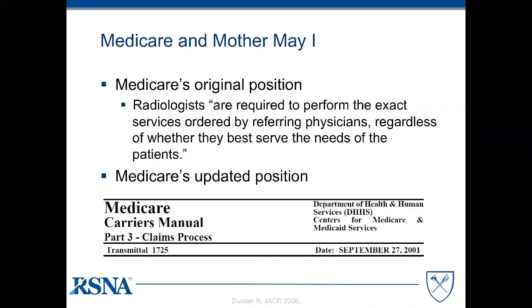Back in a module in Level 3, I introduced you to Medicare's ordering physician rules. These were designed by Medicare, presumably to prevent radiologists from churning unnecessary imaging. Originally, Medicare took the position that radiologists are required to perform the exact services ordered by referring physicians, regardless of whether they best serve the needs of their patients. But after a lot of dialogue with the American College of Radiology, Medicare backed off on that a little bit, but not as much as most of us would have liked, to give radiologists a bit of discretion to best serve our patients' needs. That so-called ordering physician rule was the focus of Transmittal 1725 back in 2001.